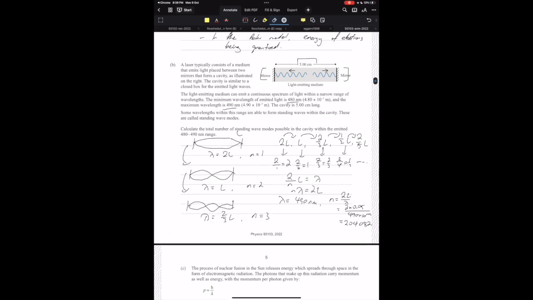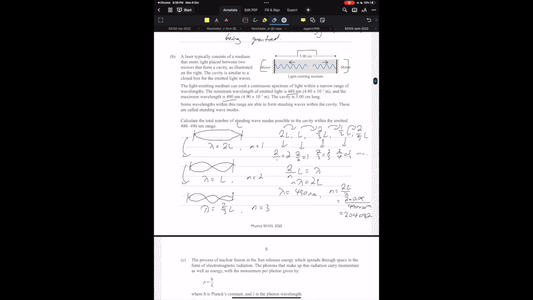And then let's say lambda was equal to 480 nanometers. Then n is equal to 2L over lambda again, and you just do a substitution again, and this time you do 480 times 10 to the negative 9. So what do we get now? 2 times 0.05 divided by 480 times 10 to the negative 9. 208,333. Again, to the nearest integer.